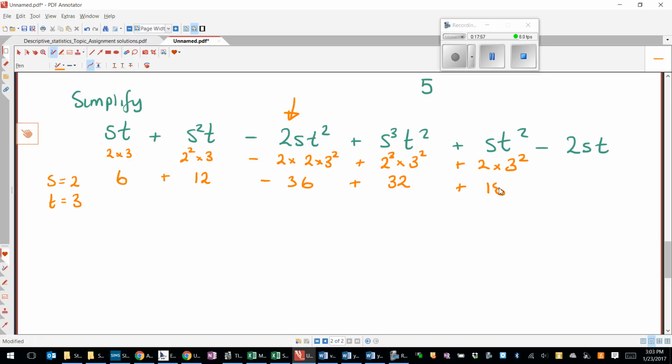Where have I got 3 cubed? No, it's 3 squared. So 3 squared is 9. Oh, 8 times 9 is 72. I didn't make a silly mistake. I made a mistake through not concentrating. Then I'm going to do minus 2 times 3, which is 12.